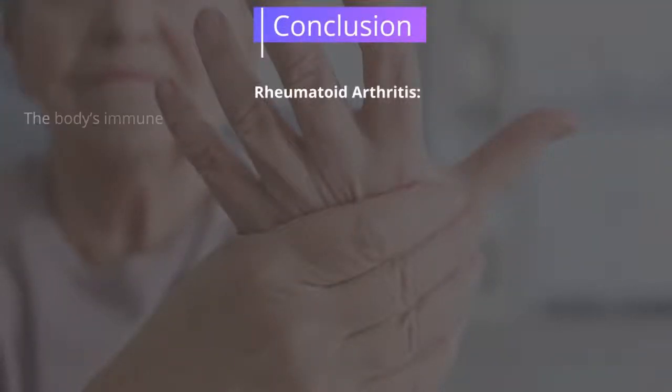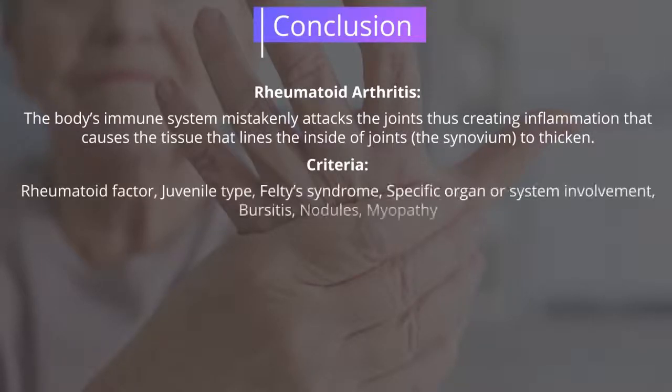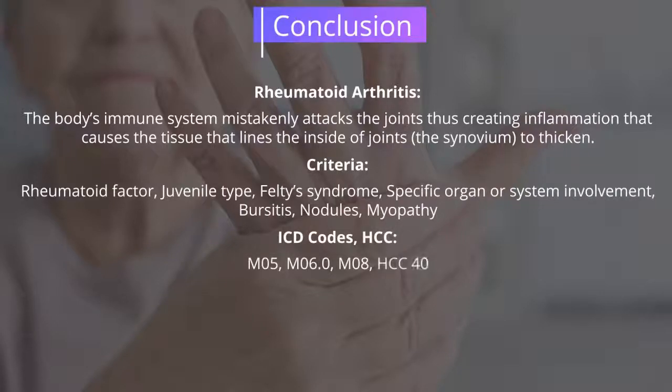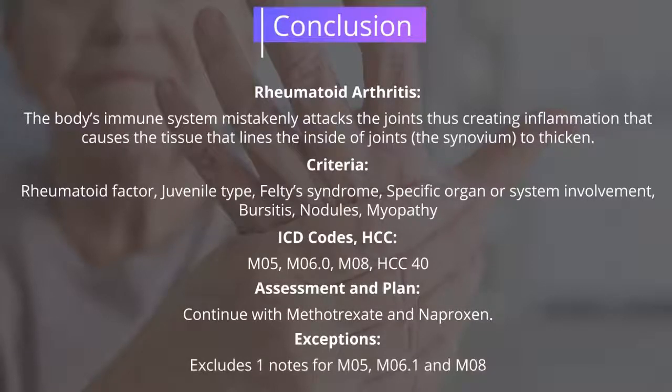We have reached the end of our short refresher course on rheumatoid arthritis. We gave you a short introduction to the disease, identified the criteria involved in diagnosing rheumatoid arthritis, identified the ICD codes, reviewed the assessment and plan, and finally noted the exceptions for the coding of rheumatoid arthritis.